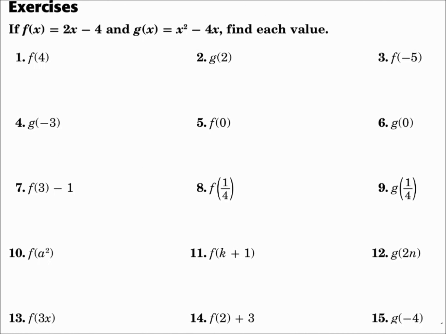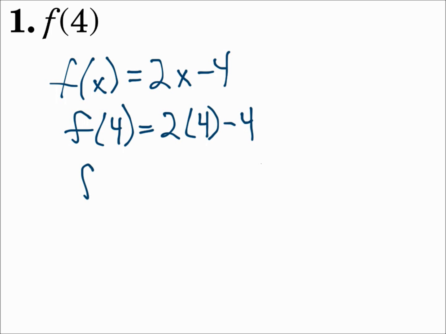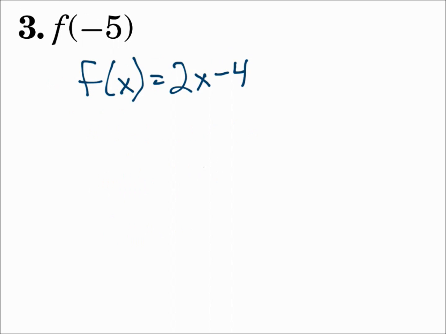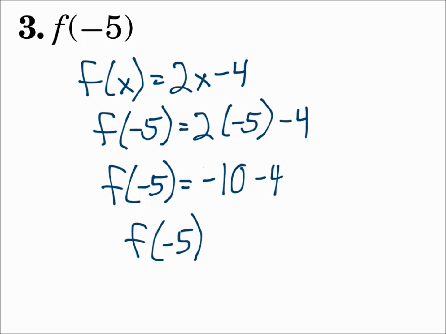If f of x equals 2x minus 4 and g of x equals x squared minus 4x, find each value. Number 1, f of 4. We'll substitute 4 in for x. 2 times 4 minus 4, which is 8 minus 4, which is 4. 4 is the final answer. Number 3, f of negative 5. Substitute negative 5 in for x. 2 times negative 5 minus 4, which is negative 10 minus 4, which is negative 14.